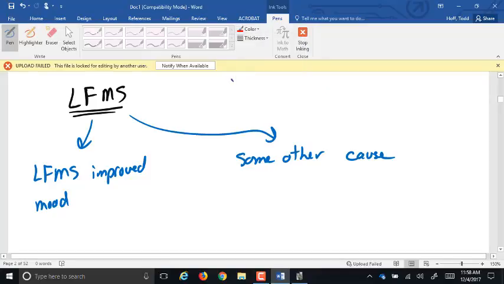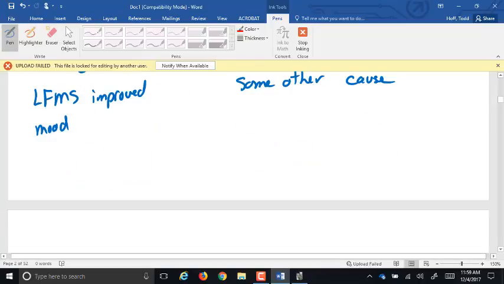But if that were a side effect, like short-term memory loss, their mood might have improved because of the memory loss. They couldn't remember what they were upset about. Does it really matter? Either way, it improved their mood, right? So sometimes correlation is just as important as causation.